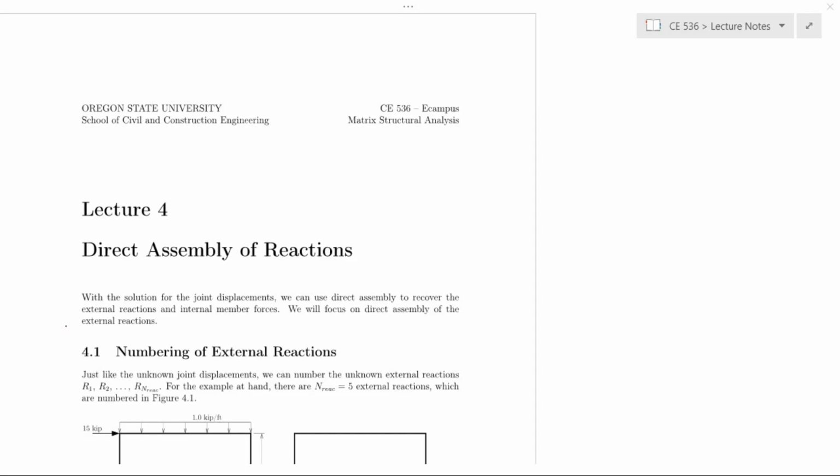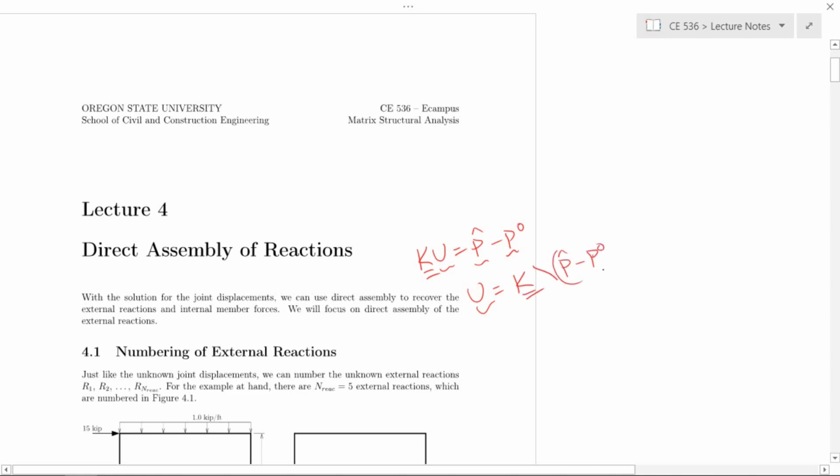Okay, so in this video, I'd like to go through direct assembly of the reactions for our frame example. In the previous lecture, we formed and solved the joint equilibrium equations Ku equals p hat minus p0, and we solved for displacements by Gauss elimination. Now we want to recover the external reactions.